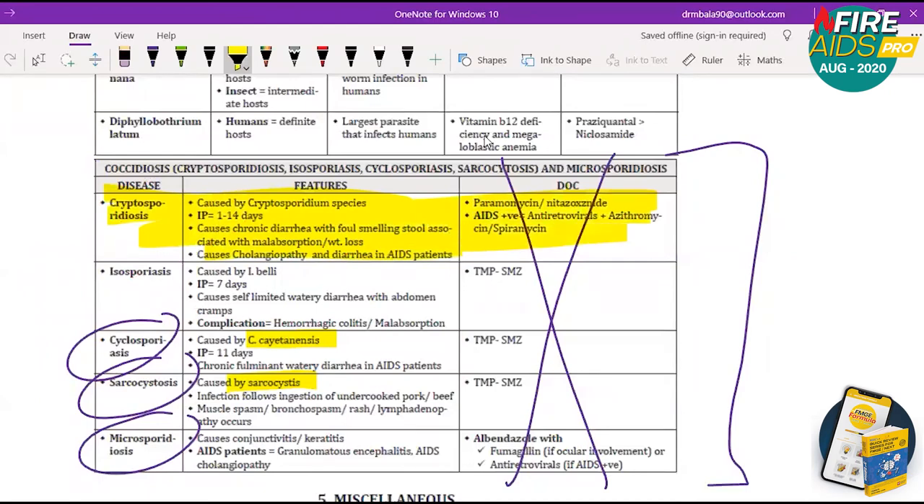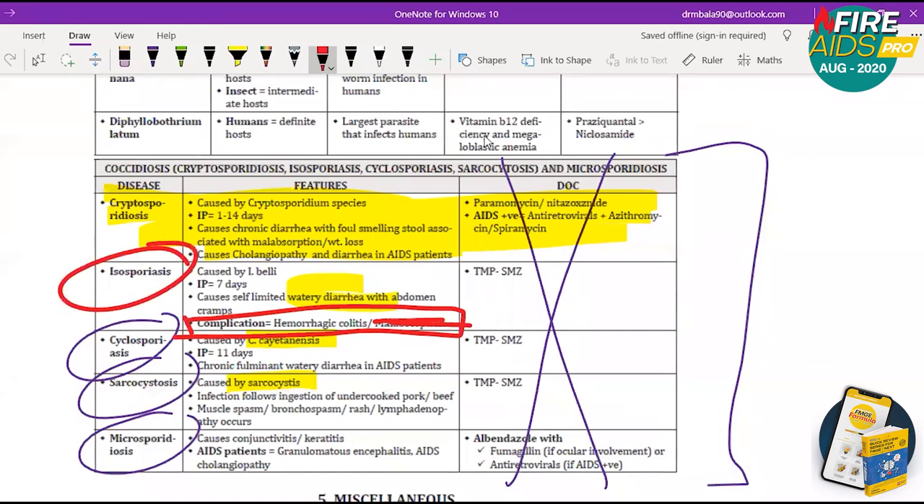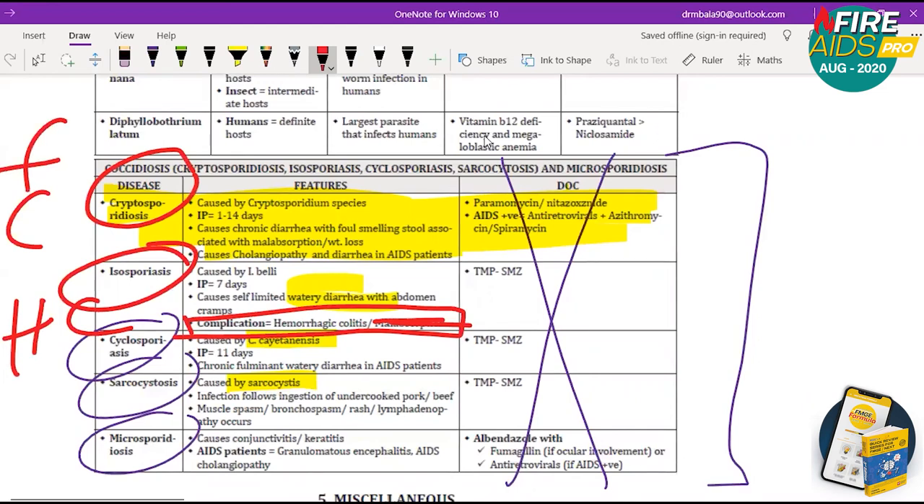Next, if you see isosporiasis, it causes self-limiting watery diarrhea. I don't think they are going to ask that in your MCQ. They might focus more on the complication. That is why the complication is highlighted, and here it is very important: hemorrhagic colitis and malabsorption. Malabsorption is a very common thing, so they might not ask. So with isosporiasis, you need to remember hemorrhagic colitis. That is very important. With cryptosporidiosis, you have to remember gallbladder infection. That is very important. Okay, then going to the next one.